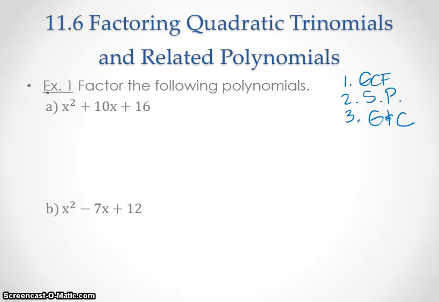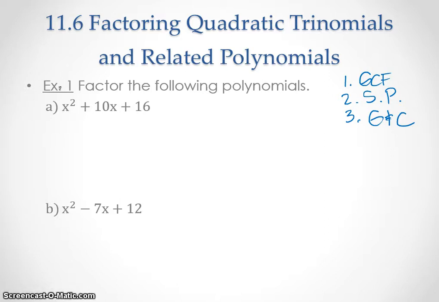So, for example 1, it says factor the following polynomials. Let's take a look at letter A: x squared plus 10x plus 16. See if we can find a GCF. Our coefficient here is 1, so quite honestly, if that happens, you're not going to have a number you can pull out, but always check your variables. Here you have x squared, x, and then nothing. So that isn't going to work either, so no GCF.